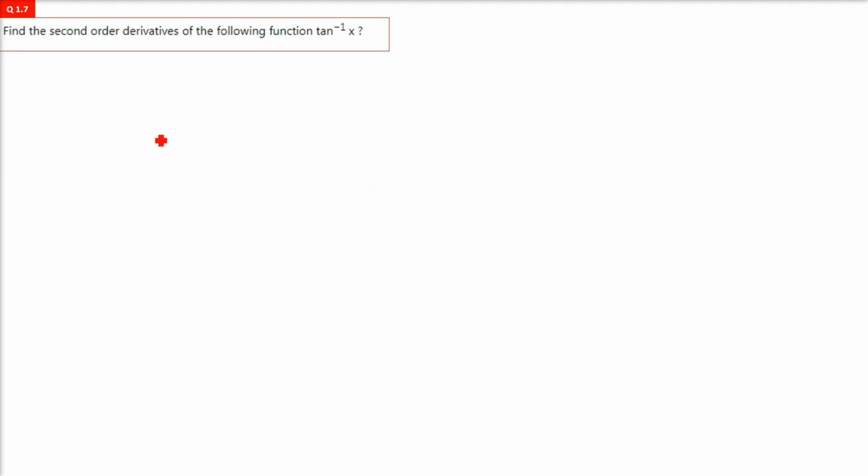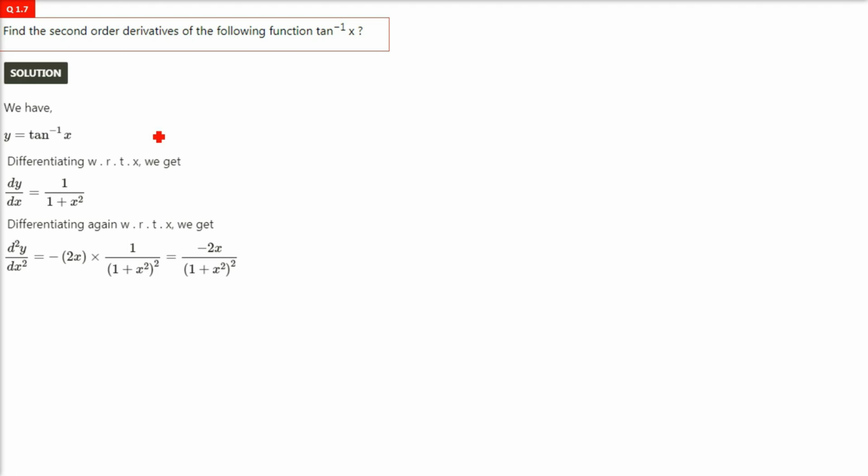Now we have an inverse trigonometric function here, which is tan inverse x. And I hope you have all the idea about the differentiation of the inverse trigonometric function. So y equals tan inverse x. y prime, that is dy by dx, is 1 by 1 plus x square.